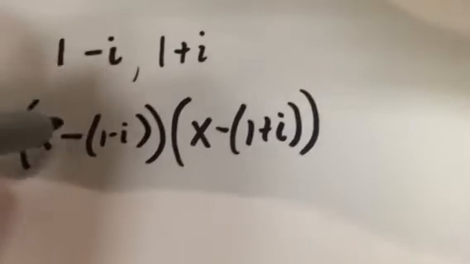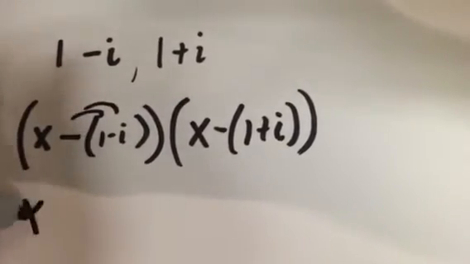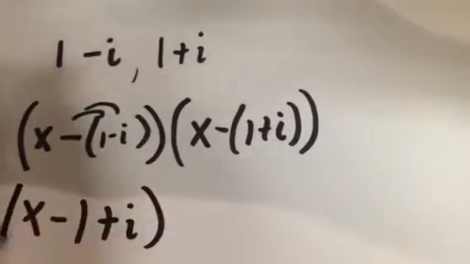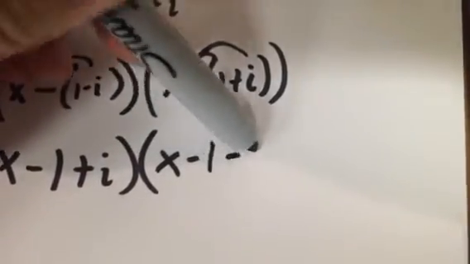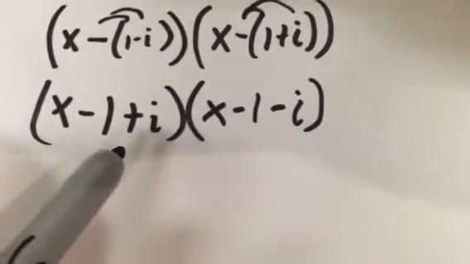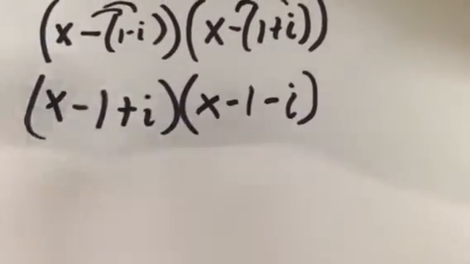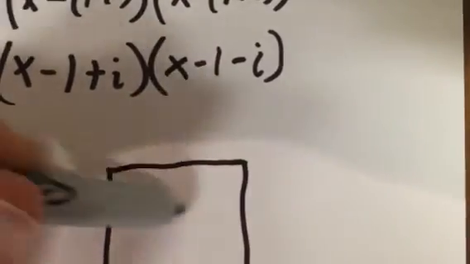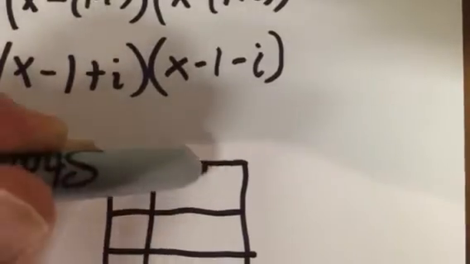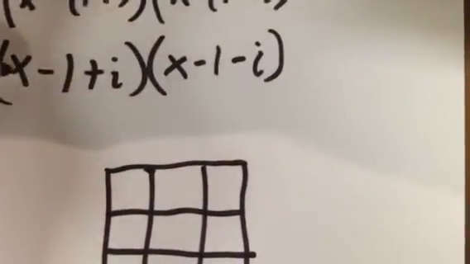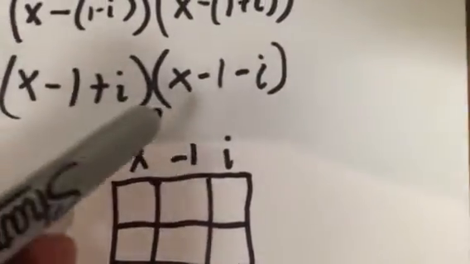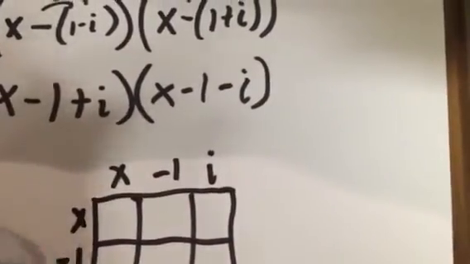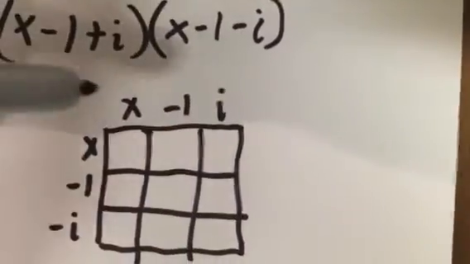So then distribute this negative into here. So I have x minus 1 plus i multiplied by x minus 1 minus i. And now I need to multiply these two things together. Lots of ways to do it, but I'm just gonna do this area model for multiplication, just because I don't want it to get too messy with all the loops. So one of these side lengths is x minus 1 plus i, and the other side length is x minus 1 minus i.